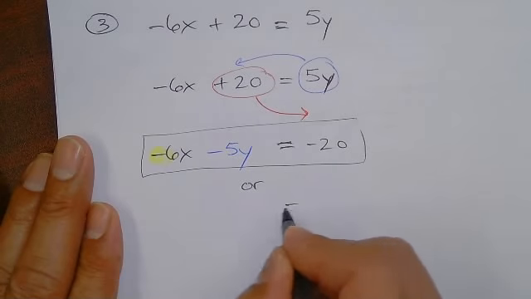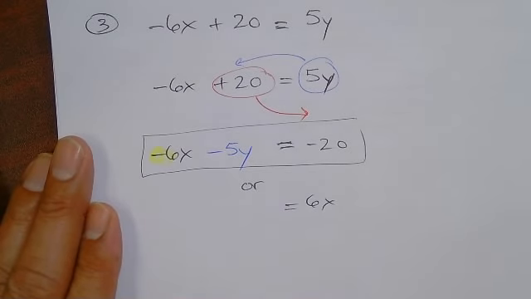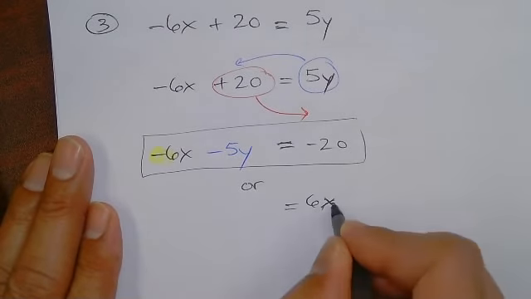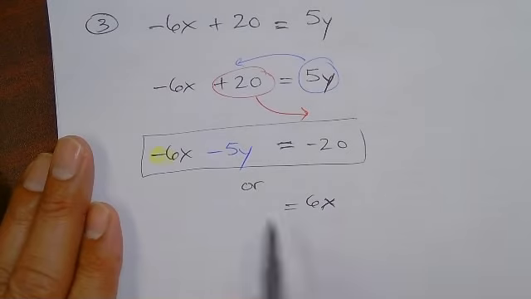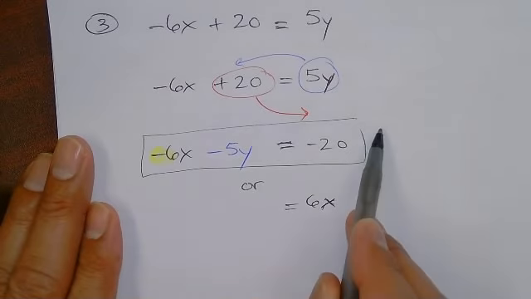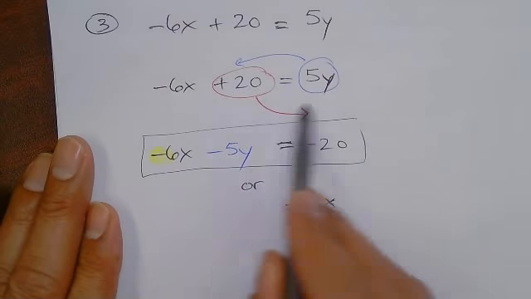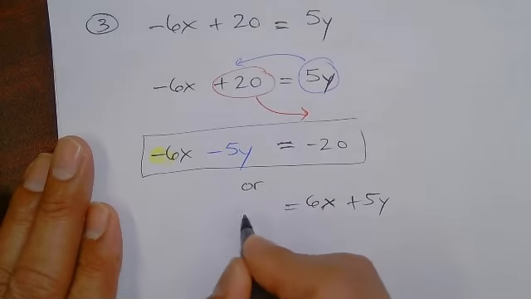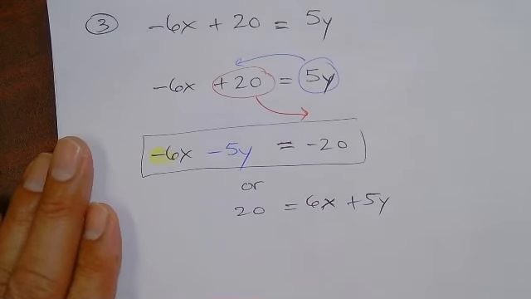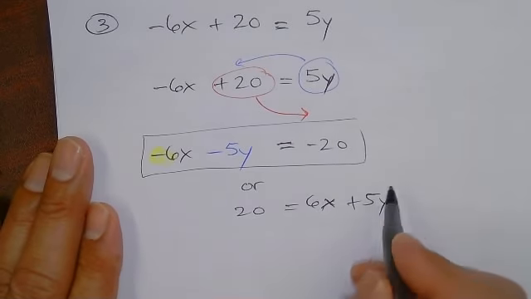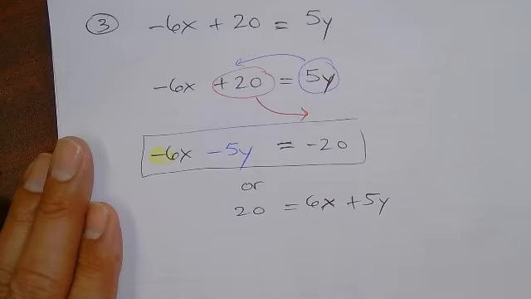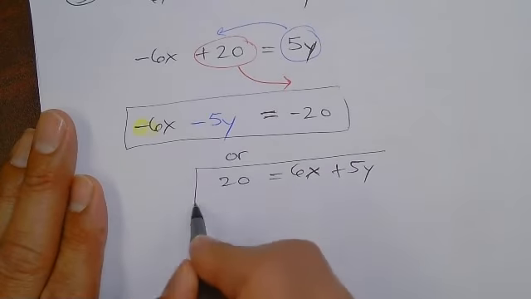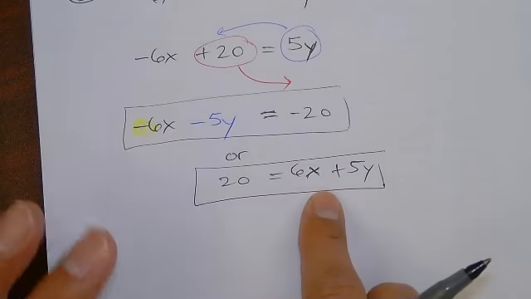Now, do you guys agree that if I move this 6x over there, it'll be positive 6x? I'm just showing you another way to look at it. Is it true that if this is negative and I move it that way, it's positive? Yeah. And I move this over there, it's going to be positive? And then I move that 20 over here, it's going to be this way? Isn't that the same equation? Yeah, it's the same equation, right?